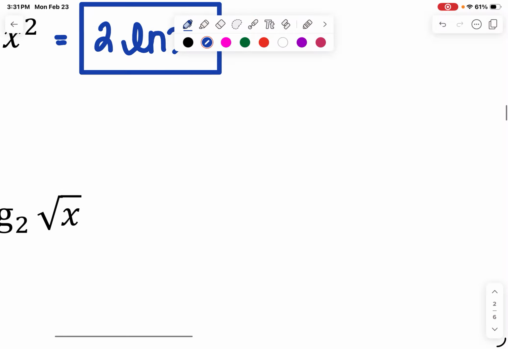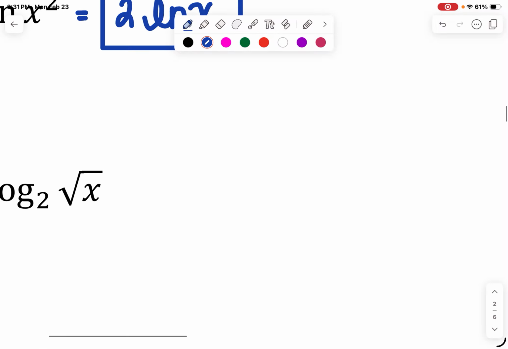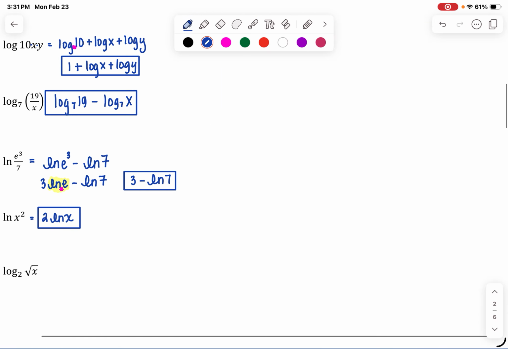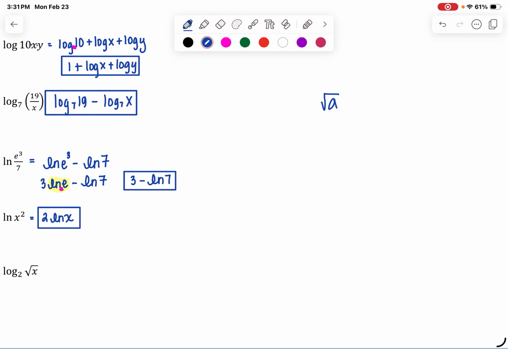So let's really quickly off to the side here do a few examples in the middle of this lesson. If I have the square root of a, that's equivalent to a to the 1/2 power. If I have the cube root of a, that's equivalent to a to the 1/3 power. If I have the 4th root of a, that's equivalent to a to the 1/4 power.